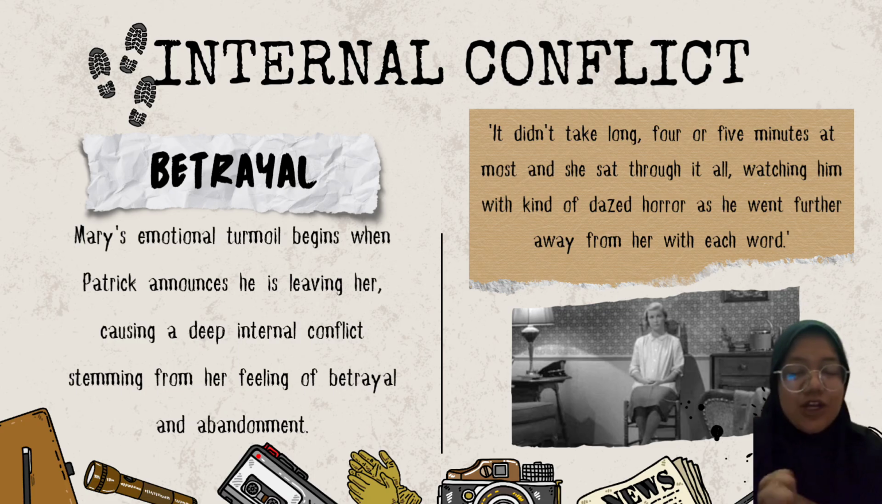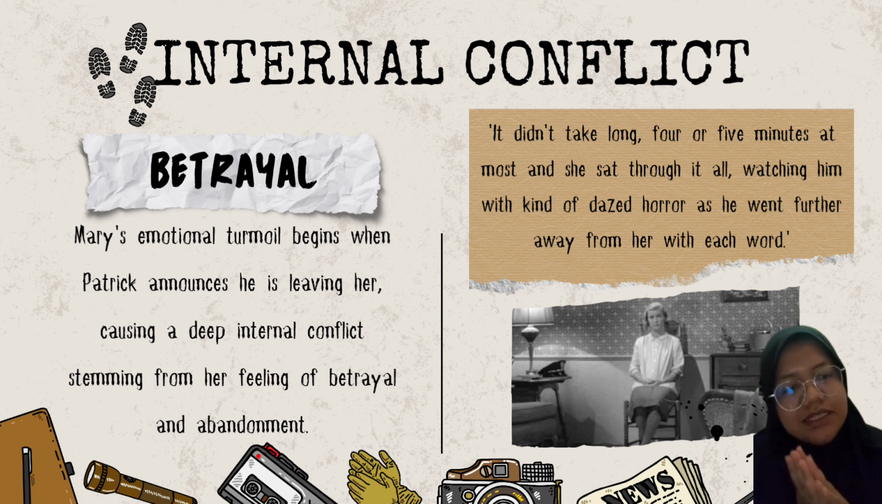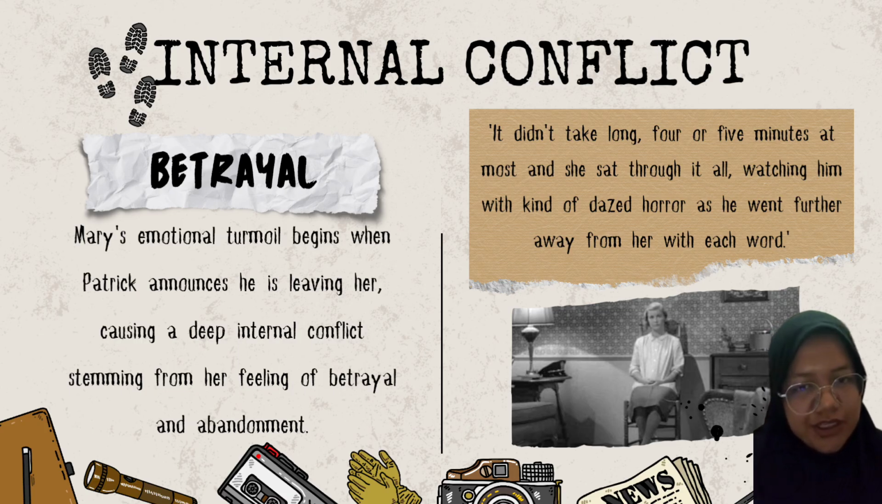So first, let's talk about internal conflict in the story. Internal conflict is basically the struggle that happens in the character's mind. For example, being torn between the choices they need to make, or their emotions, or maybe their beliefs. In this story, as we can see in the slides, the internal conflict is about betrayal between Mary and her husband, Patrick.